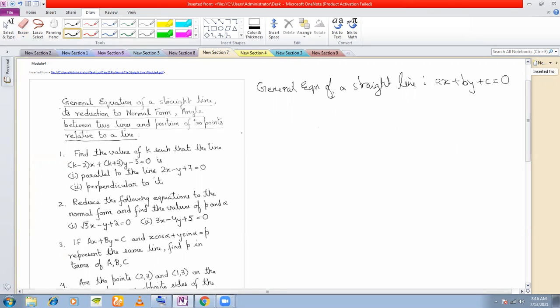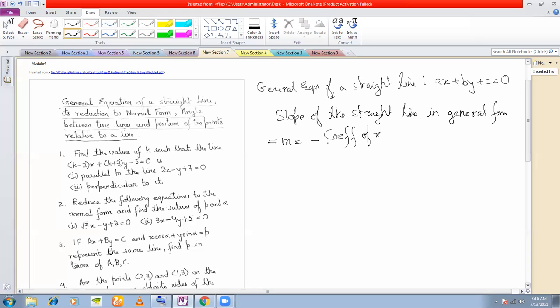Now the question is, from the general form, can you find out the slope? Yes. Slope of the straight line in general form is m is equal to, from here you can write, minus coefficient of x divided by coefficient of y. In this case, what is the coefficient of x? a, and the coefficient of y is b.